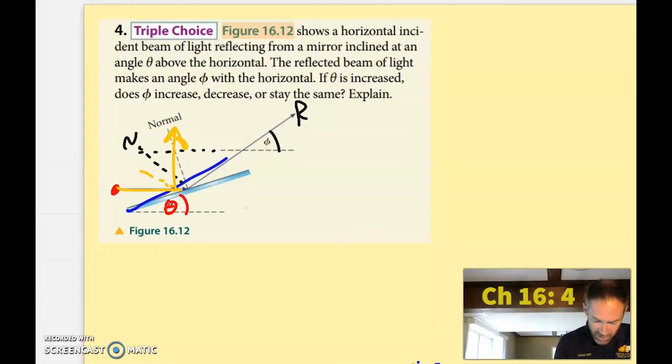And so when you make theta increase, then that makes phi increase too, because of the angle of reflection. The angle of incidence right there, angle of reflection right there, have to be the same thing. And so if you make the mirror steeper, well then the reflected ray is going to be steeper too.